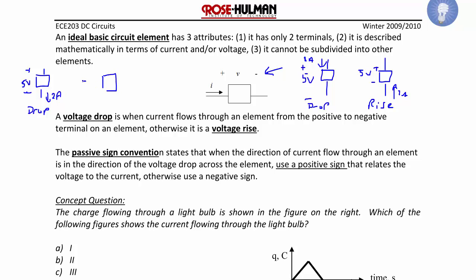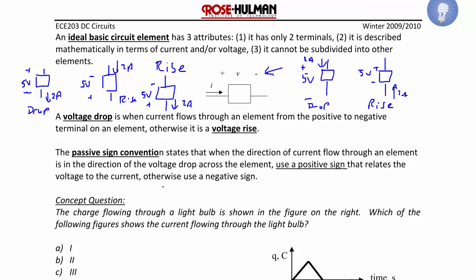Similarly, if I have a 5-volt element and I put the positive on the bottom and the negative on the top, and I draw the arrow at the top, and it's 2 amps, and it's going from the negative to the positive, that is also called a voltage rise. But it would also be a voltage rise if I have the negative on top, the positive on the bottom, 5 volts, and I show the current down here as 2 amps, because the current still went from negative to positive, and that is also a voltage rise.